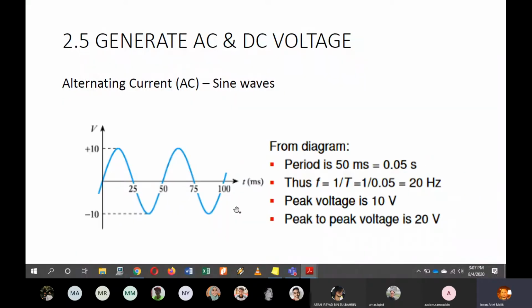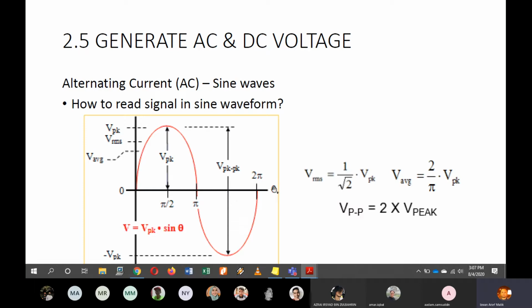Okay. So from this graph we have here, if you look at this graph, it is one full cycle of a sine wave, which is shown in red colored lines. So that is our waveform. And from this waveform, basically we can obtain our values of voltages: VRMS, V average, V peak to peak, as well as our time and frequency.